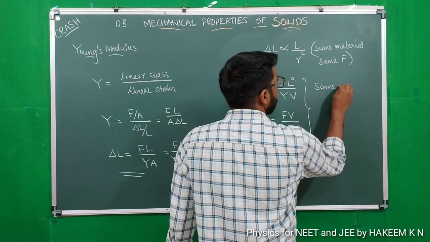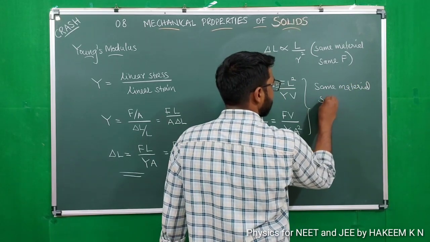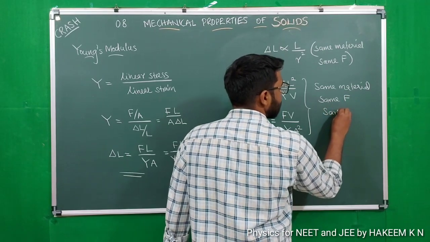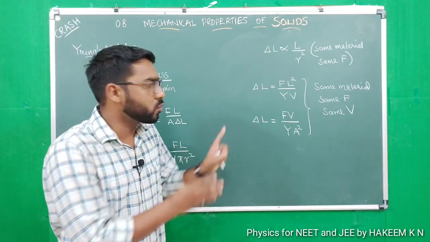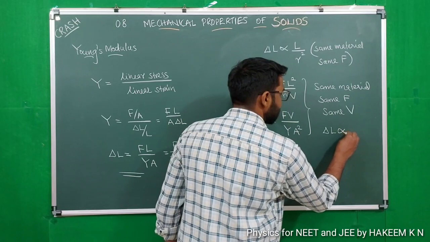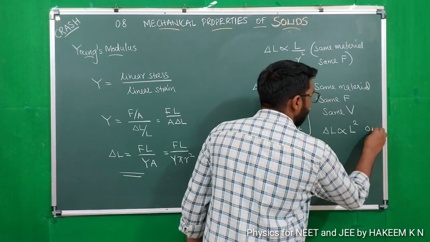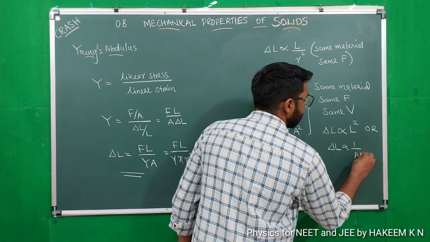So from these two equations we can say, for the same material, same force and same volume, change in length is proportional to L square, or change in length is proportional to 1 by A square.